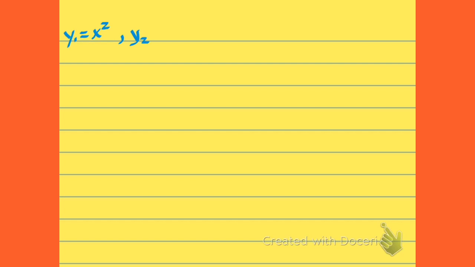We're finding volumes by shell method. Okay, and they give us two functions: y1 is x squared and y2 is 6x minus 2x squared. They also tell us that our axis of spin is the y-axis.